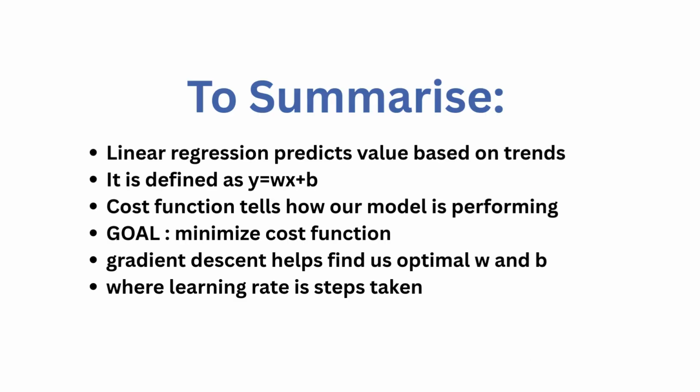Let's quickly summarize everything. We use linear regression to predict values based on trend. It is mathematically defined as y equal to w times x plus b, where x is input, w and b are parameters, and y hat is the predicted output. The cost function tells us how well our model is performing, and our goal is to minimize it. Gradient descent helps us find the optimal values of w and b. It uses alpha, the learning rate, those baby steps we talked about, and updates both parameters simultaneously.